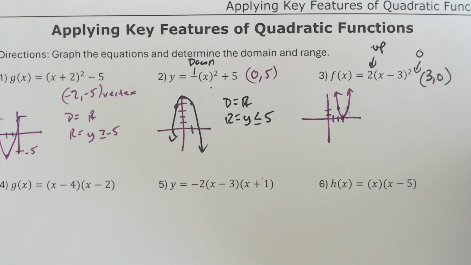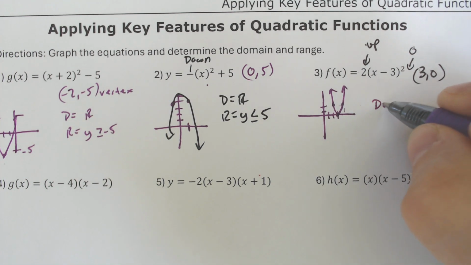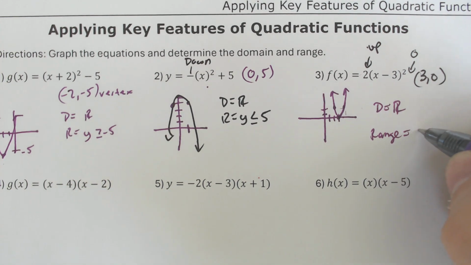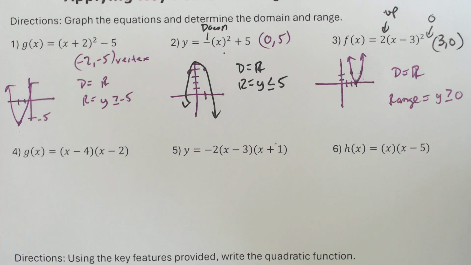But again, I really just said that the vertex is the most important part, but this would make it stretch vertically by a factor of 2 as well. The domain is all real numbers. The range is y is greater than or equal to 0 because it's going up from the 0.